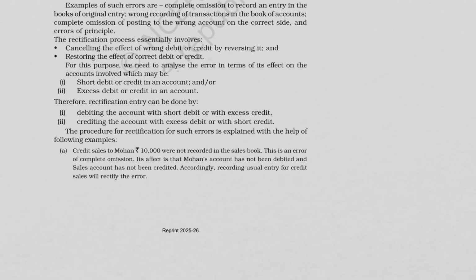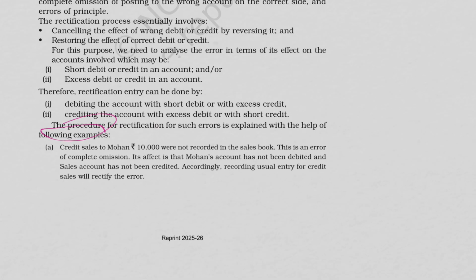Now let us see the procedure for rectification of the errors with the help of the following example. In the first example, credit sales to Mohan rupees 10,000 were not recorded in the sales book. So this is an error of complete omission. Its effect is that Mohan's account has not been debited and sales account has not been credited. Accordingly, recording the usual entry for credit sales will rectify the error.